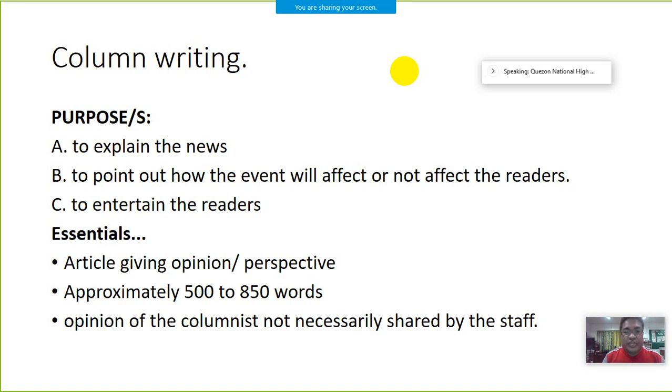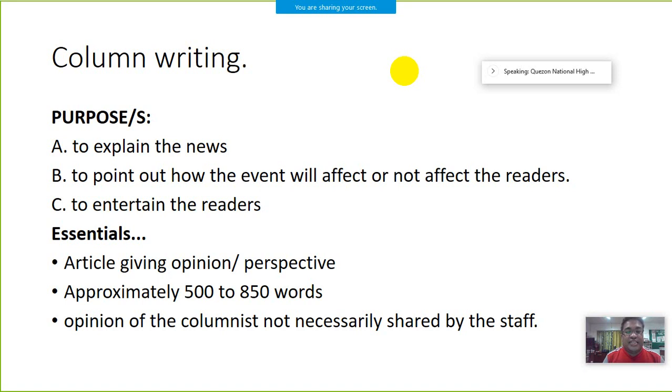Then somehow editorial column or other kinds of columns such as feature or science is designed to entertain the readers, and I guess it serves the entertainment function of journalism. Then column writing is a bit longer than the main editorial because it allows you approximately 500 to 850 words. That's according to Dr. Michael Andrada of the University of the Philippines Journalism Department. So as far as the length is concerned, it may be a bit longer than the main editorial.